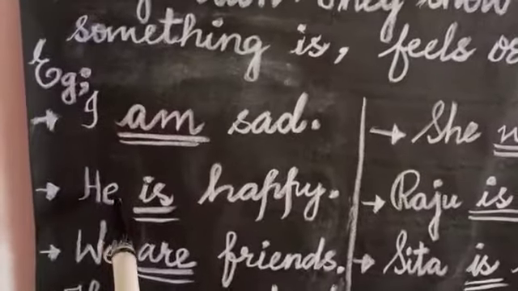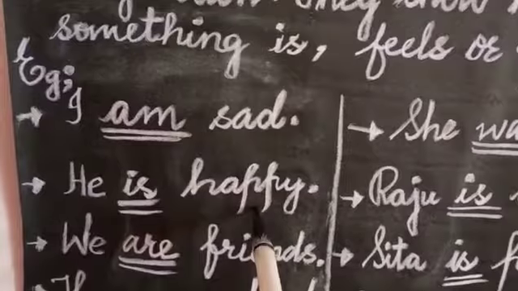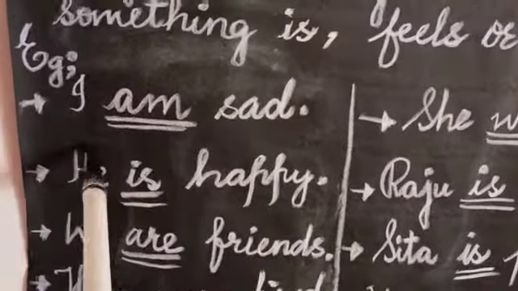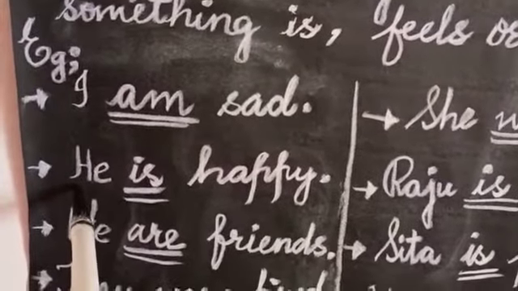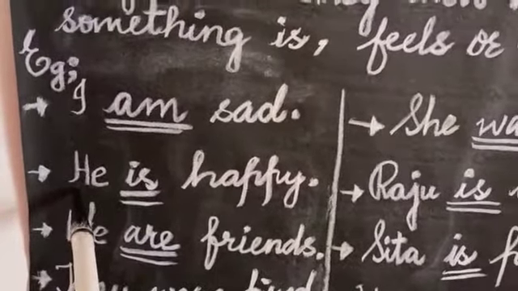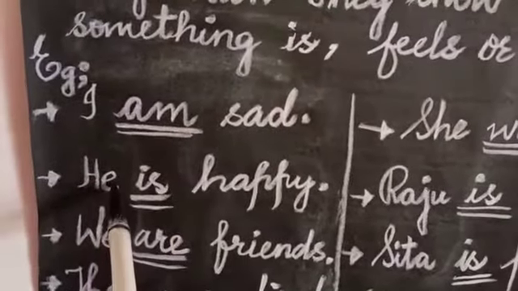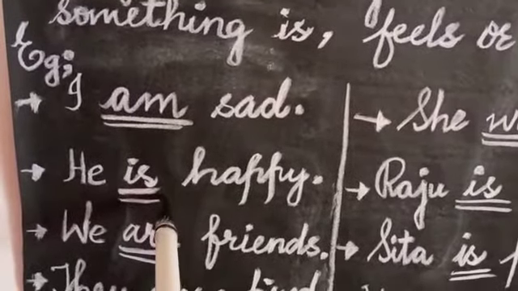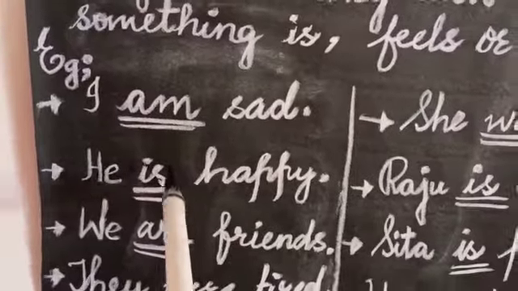Now next example, he is happy. Now you see, my dear students, is there any action involved in this sentence? Do you see any kind of physical activity going on in this sentence? No, there isn't any kind of physical activity, but "is" is showing us how he is, the situation, the condition of he. So here "is" is a verb, but not an action verb, but a verb of being.